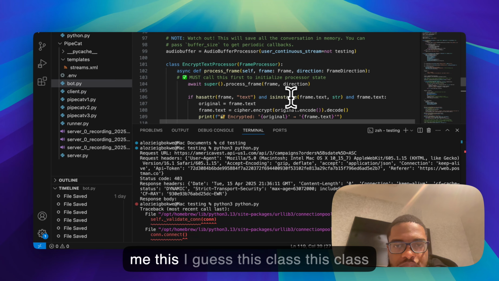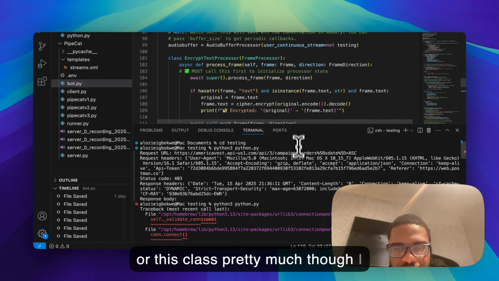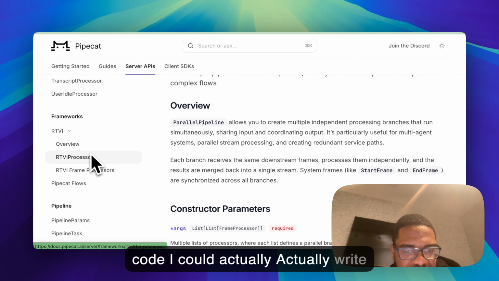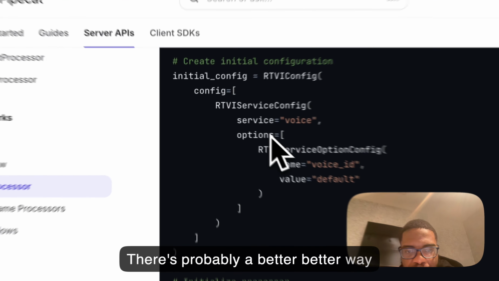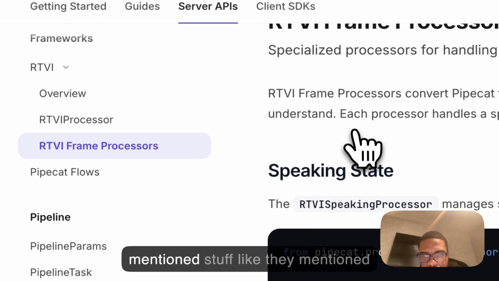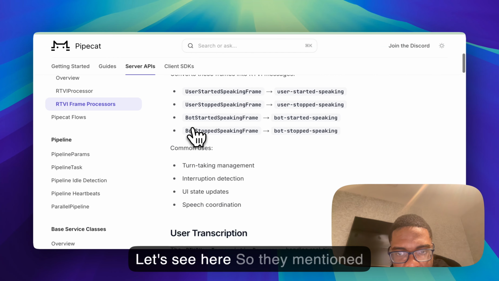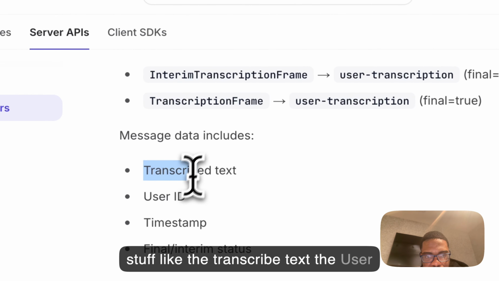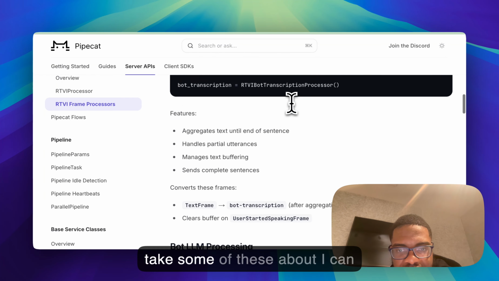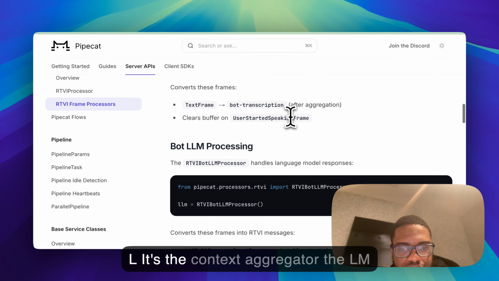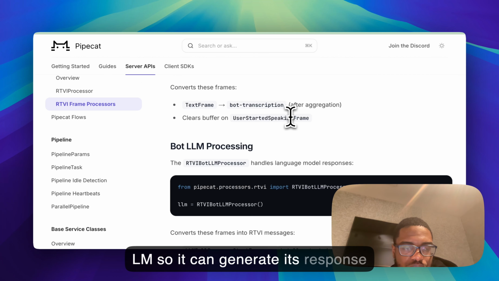So I had AI create me this class pretty much. Though I was looking for Pipecat tutorials, and it seems like there's probably code I could actually write to do this instead of running AI. There's probably a better way, at least compared to what they recommend in their documentation, because they mention the user transcript, the transcribed text, the user transcription. So I can probably use some of these to take the value, encrypt it, and then send it to the context aggregator, the LLM, so it can generate its response.